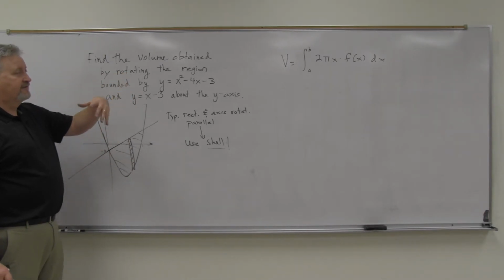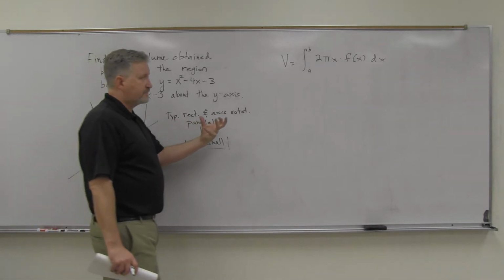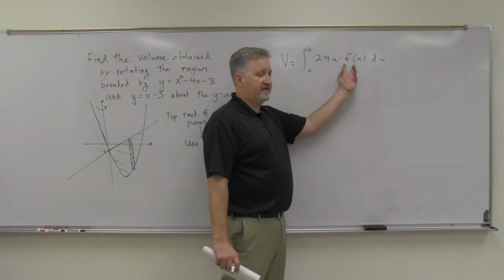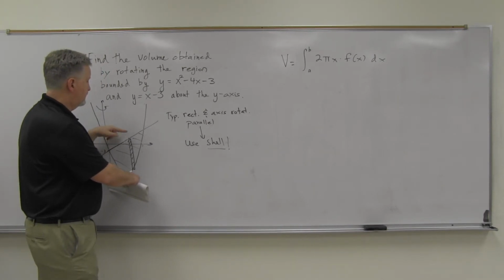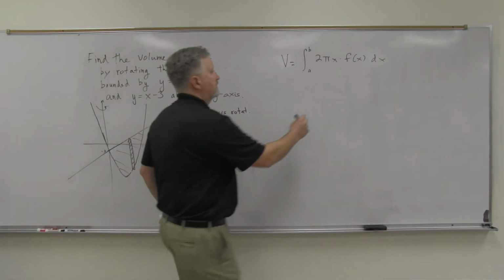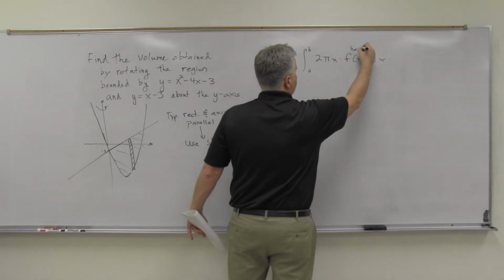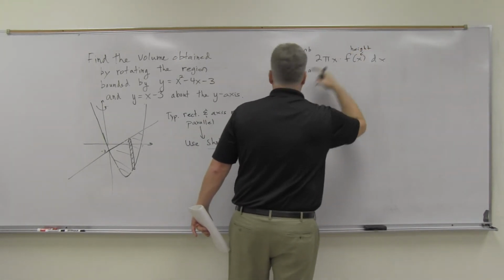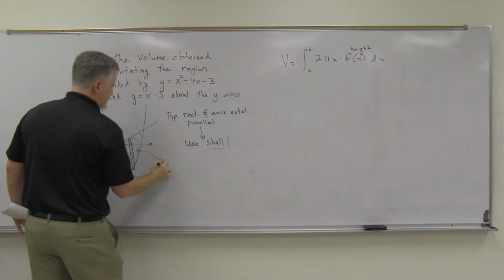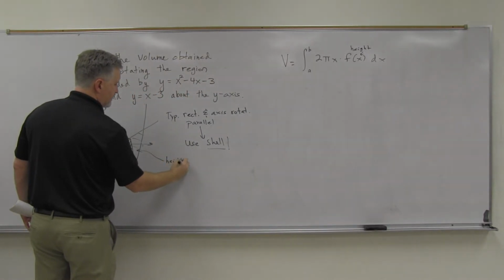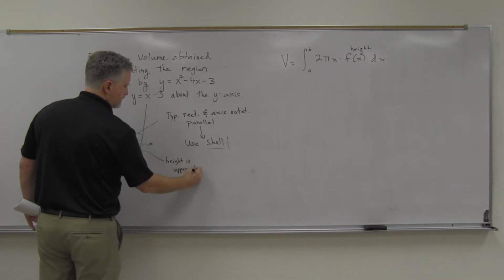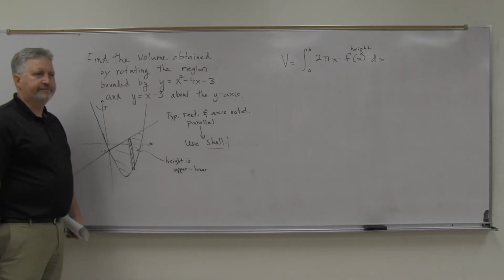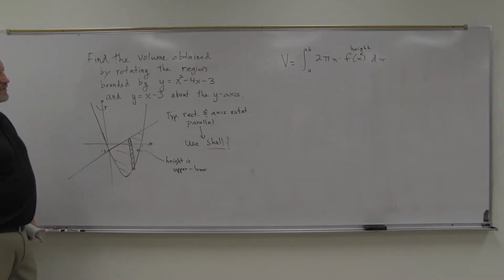I don't know if we have to write a whole other formula here, but just think of that as the height. So to get the height here, I just have to subtract the two functions. So I do the upper minus the lower. So that's the height. So in this case, the height is upper minus lower. So you just have to subtract those two functions there.